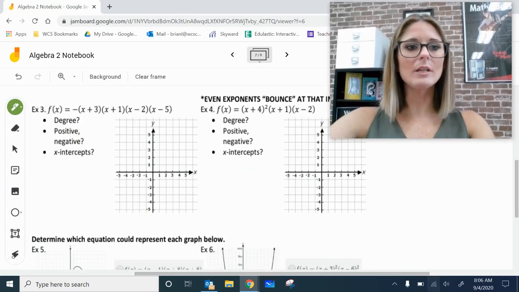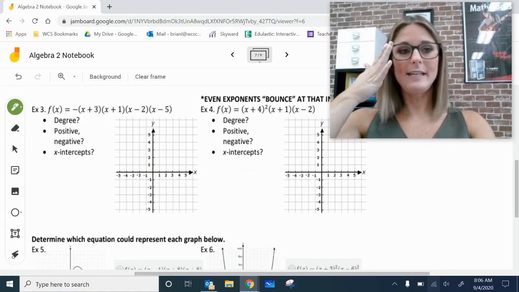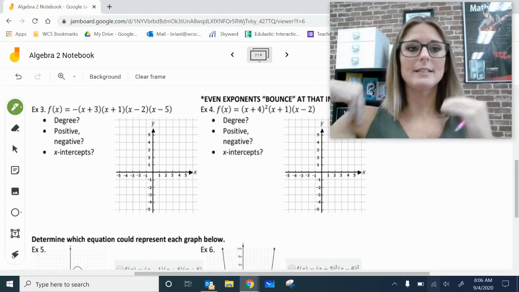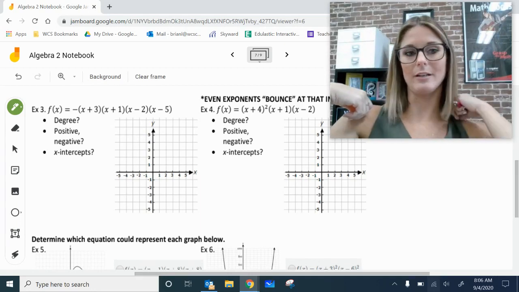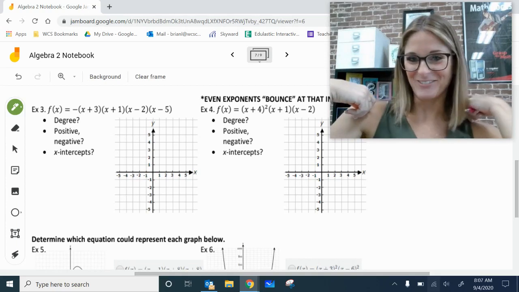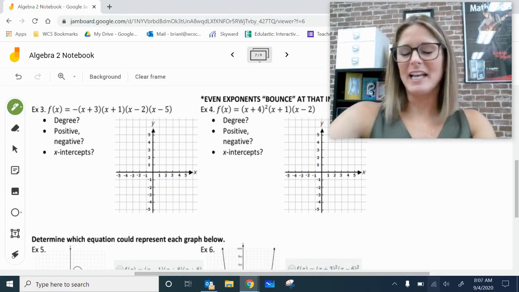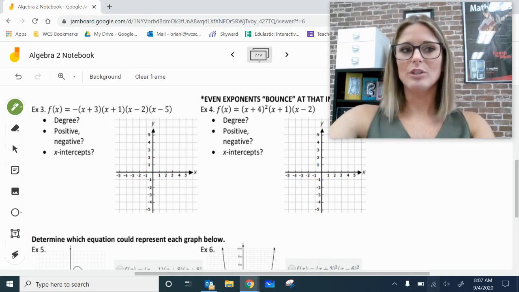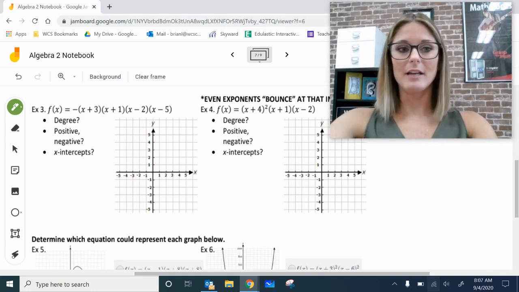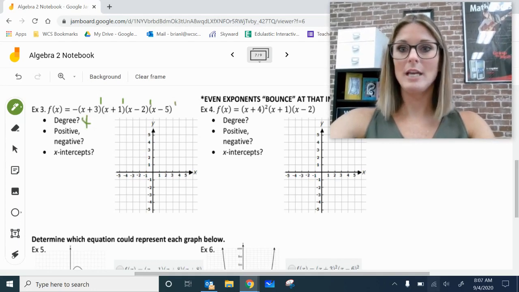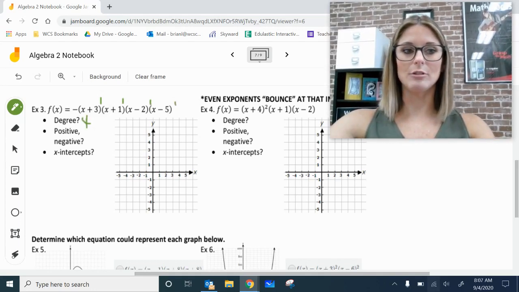Do it again. Number 3, f of x equals negative quantity of x plus 3 times quantity of x plus 1 times quantity of x minus 2 times quantity of x minus 4. What's the degree? A negative is just a negative. It's just a -1. That's not a factor. We're just focused on the x's and things like that. So we've got a 1, 2, 3, 4th degree polynomial. That's even. Both my arrows are going to go the same direction.